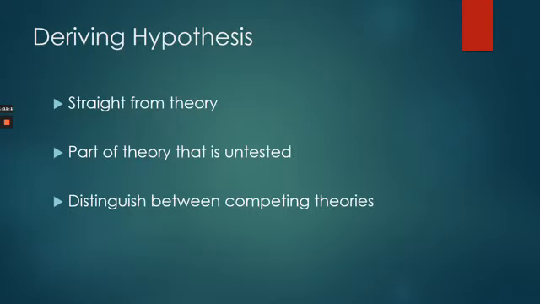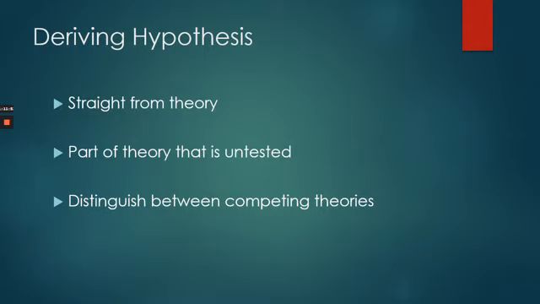And again, you're going to use different sources for deriving a hypothesis. It can come straight from theory, so the theory says this. You might derive a hypothesis from part of a theory that's untested. And a really complex hypothesis, which you probably won't do for this class because it is very complex, is distinguishing between competing theories. So what does that mean?